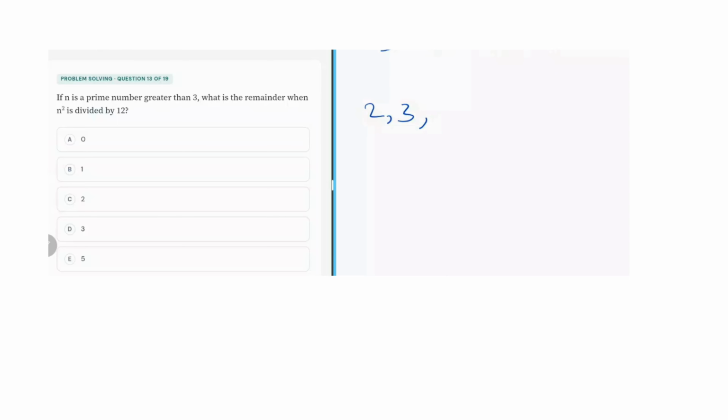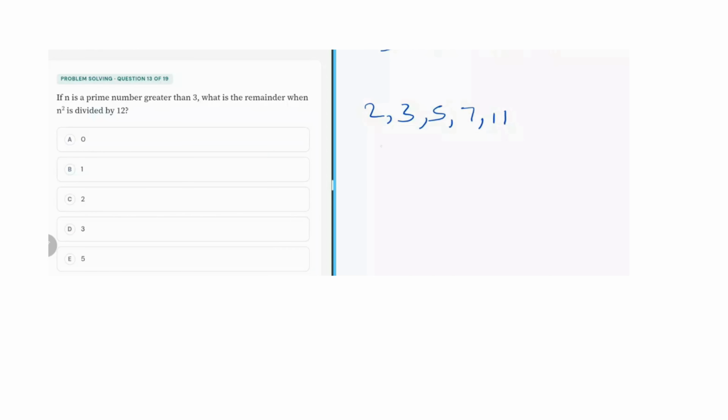Oh, this is a number. 1 and itself. Okay, 5. Which other number? No other number can divide. 7. Next number, 11. So you are getting it. Out of all these numbers, which of them is greater than 3? Any of them that is greater than 3?